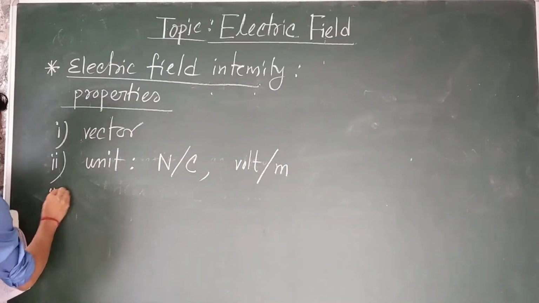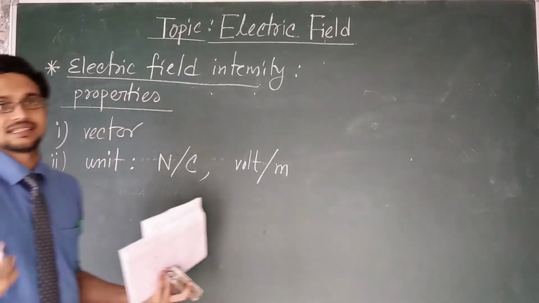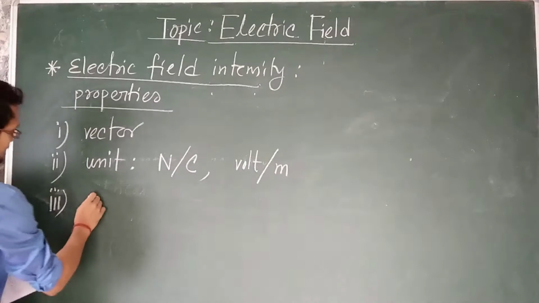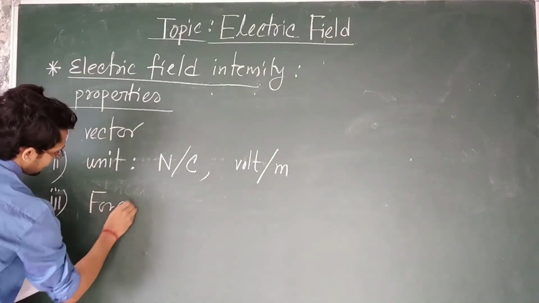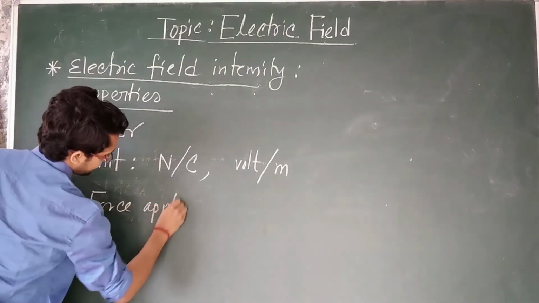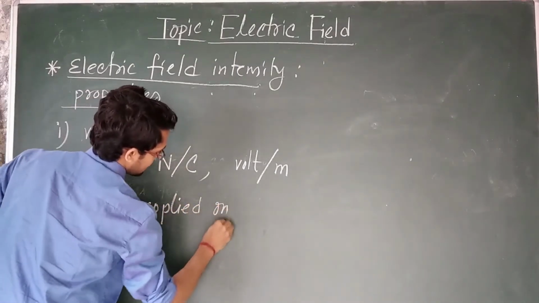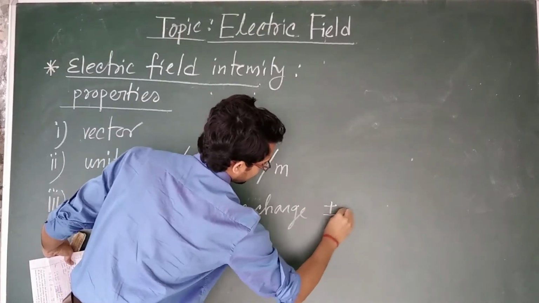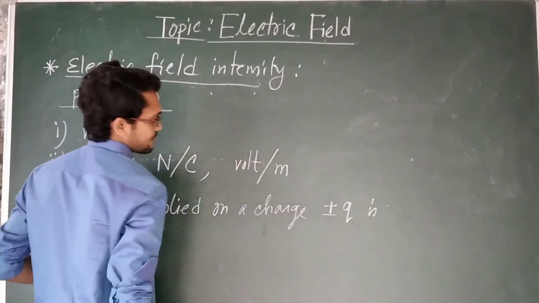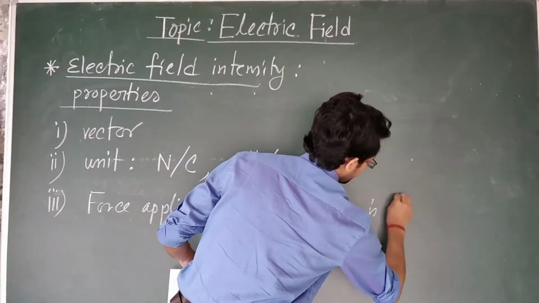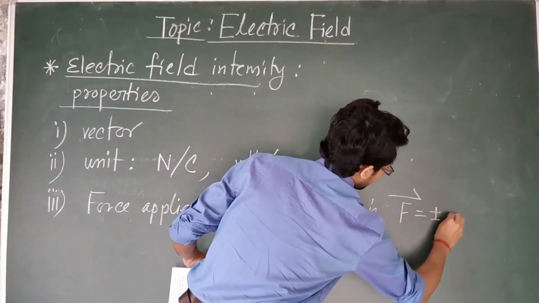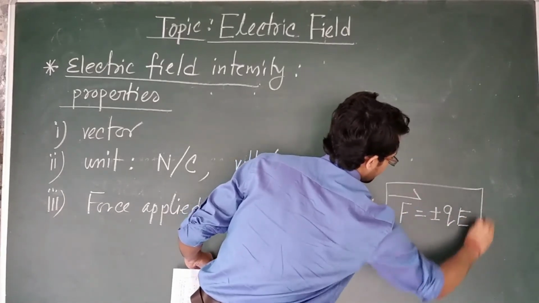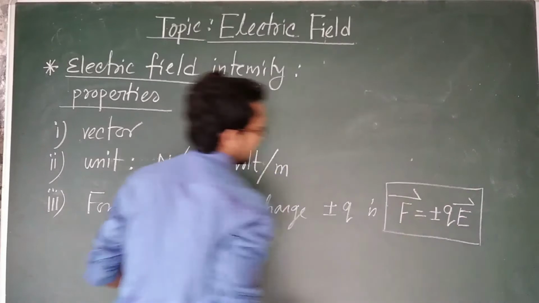Third point, when a charge is placed in an electric field, then there is a force applied on it. The force applied on a charge plus or minus Q is F equal to plus or minus Q E. Okay, F is equal to plus or minus Q E.